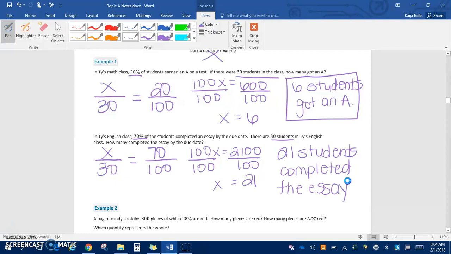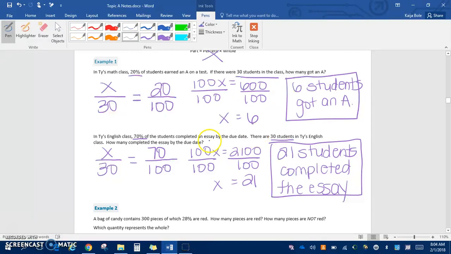And of course, as you're solving these, go back and check your answer and see if it makes sense with the percents. Like for this example, it was 70%. 21 seems to be about 70% of 30, whereas the other one was only 20%, so 6 is a good fit for 20% of 30.